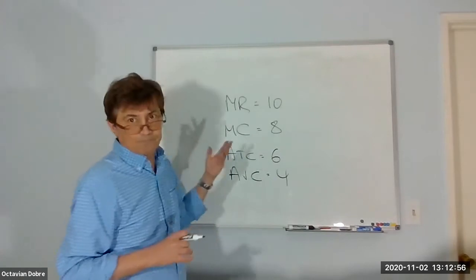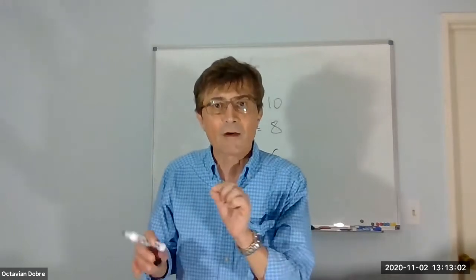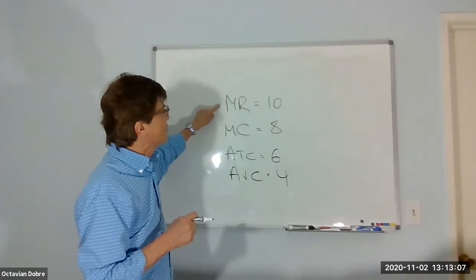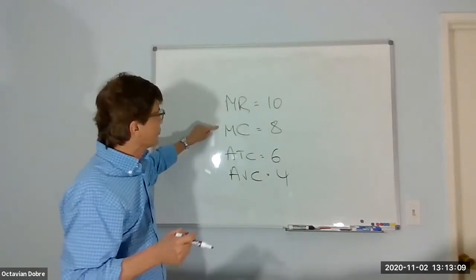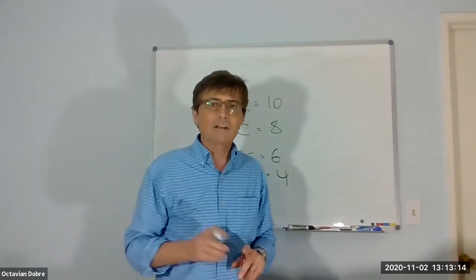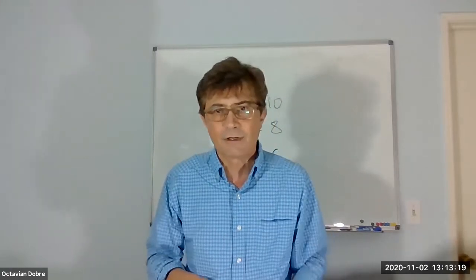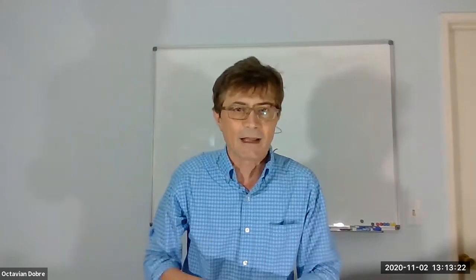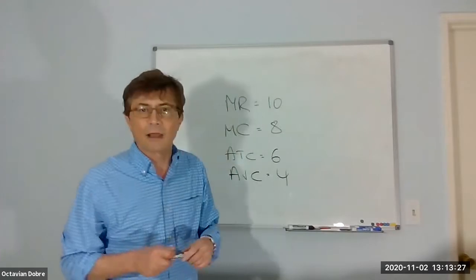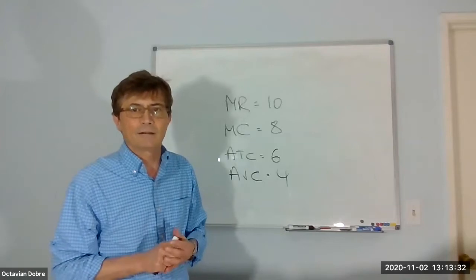Okay, but first things first, when you have a problem where you are at an output where, if you go up to the marginal revenue curve, you find out that it's equal to 10, marginal cost 8, average total cost 6 and 4. First of all, let me ask you a question. Since you know the price is equal to $10, is this firm making a profit or a loss?